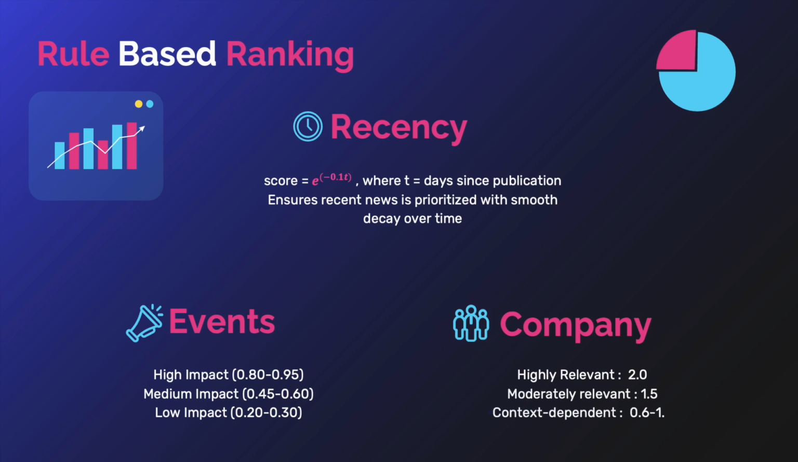And if it is context dependent, that means if it is mentioned only once but also talks about its competitors, it will get a reduced multiplier of about 0.6 to 1. However, if it goes off topic, it will be penalized. Finally, we combine these 3 scores using this weighted formula. We weigh the magnitude higher than recency because impactful events matter more than just being recent. The company relevance acts as a multiplier to amplify or suppress the base score.